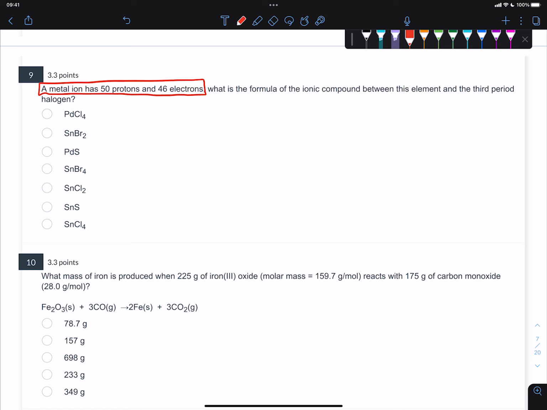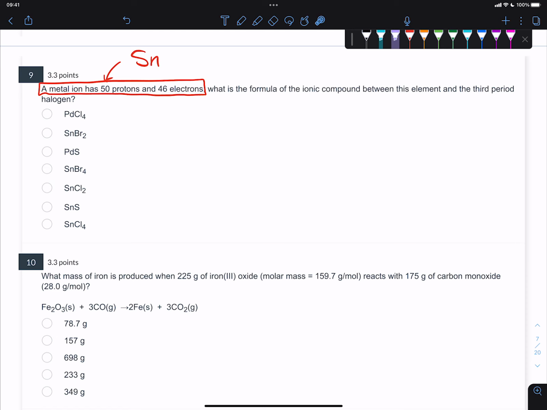So if there are 50 protons, what you're going to do is look at the periodic table and find the 50th element. Remember, the number of protons tells you which element it is. The 50th element is tin, which is Sn. It has to be tin, because if it didn't have 50 protons, it would not be tin. So just remember that the number of protons is directly linked to the identity of the element.